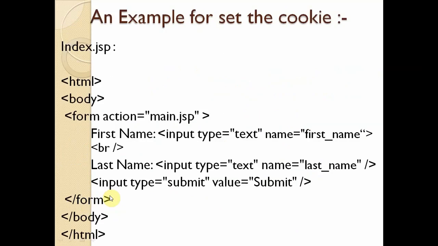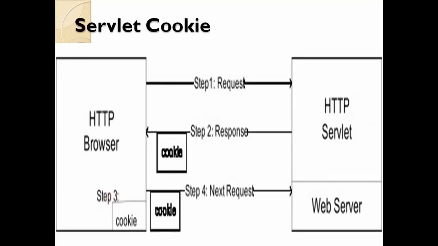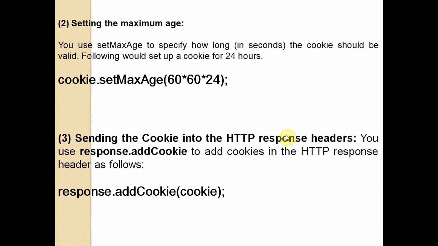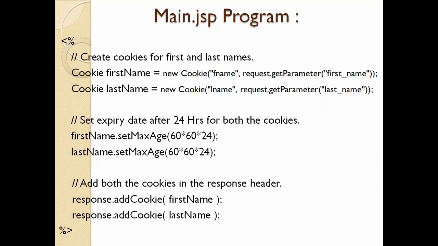What is request? Again, see the diagram. When we send any data to the server, the request object is automatically activated, and for the reply from the server to the client, we have the response object. So these are the two objects, request and response.